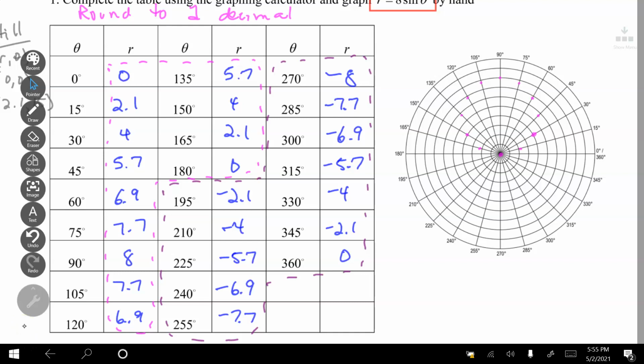And I have to do the ones after 180, and they have a negative r. So how do we do a negative r? Well, we have to go backwards. So when we have 195 and negative 210, I have to go find the 195 line, which is right here.